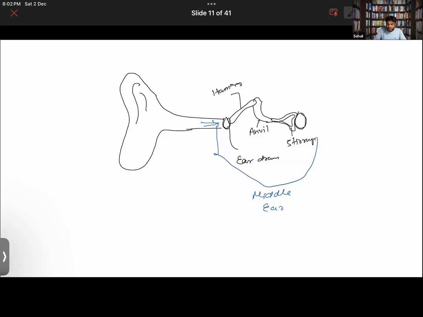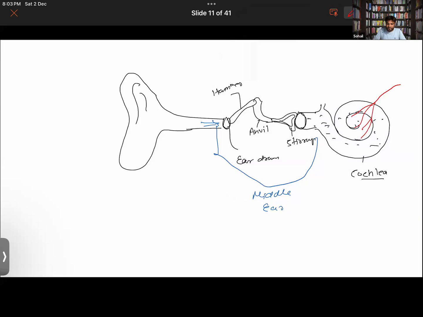Now we are talking about the inner ear. There's a structure like this. It looks like a snail, right? It consists of air and moisture. This innermost part of the ear is called the cochlea. To this cochlea, there are nerves connected. These are the auditory nerves. It also consists of the balance and hearing apparatus.